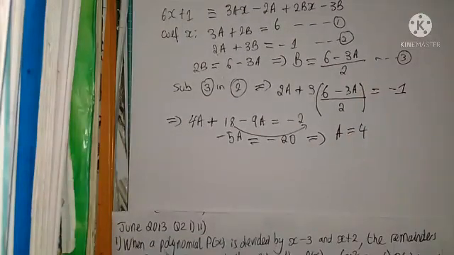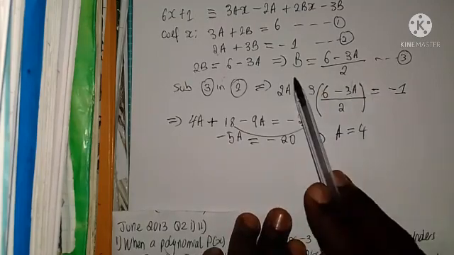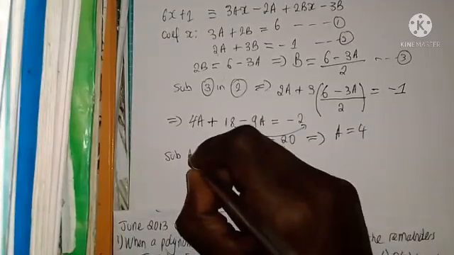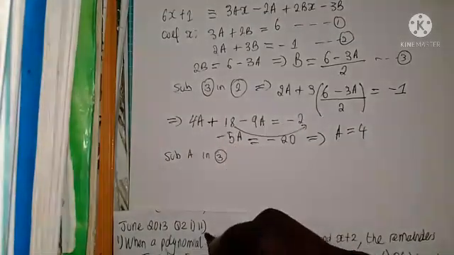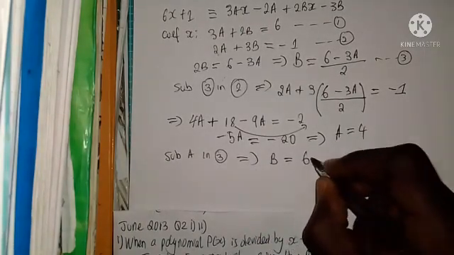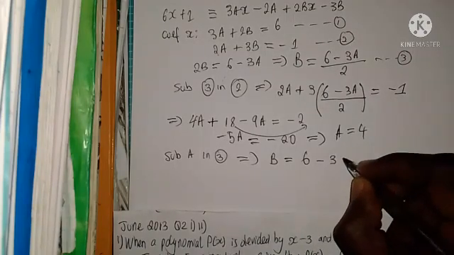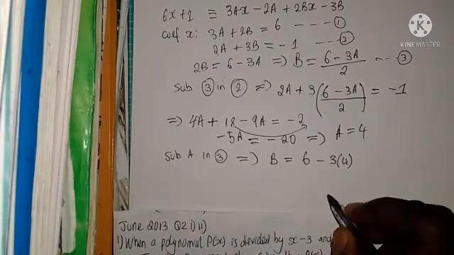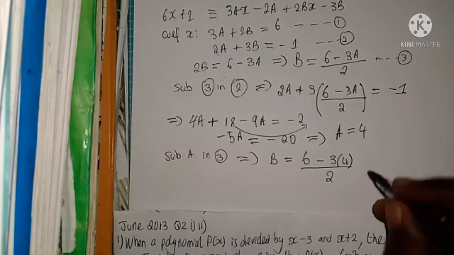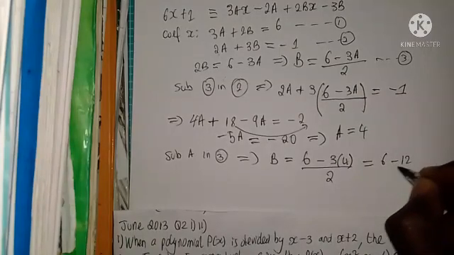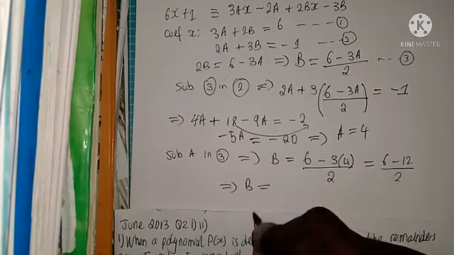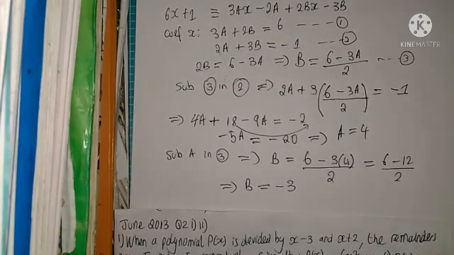Now we have the value of a. Now what if we come and substitute this a here in equation 3? Okay, so substituting a in equation 3, this will imply that b is equal to (6 - 3 into 4) divided by 2. 3 times 4 is 12. So (6 - 12) divided by 2 implies that b is equal to -3.